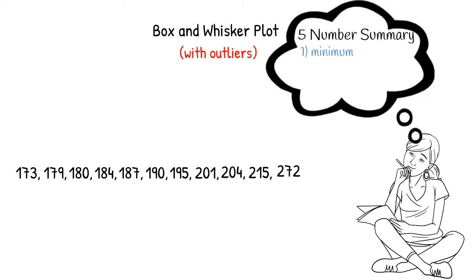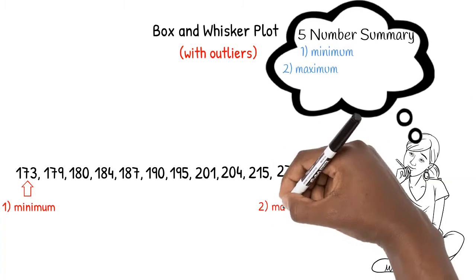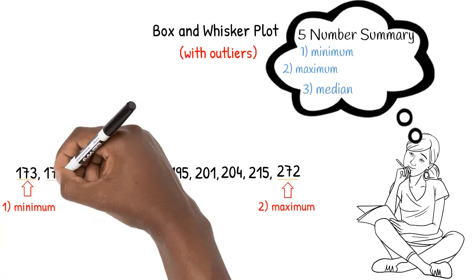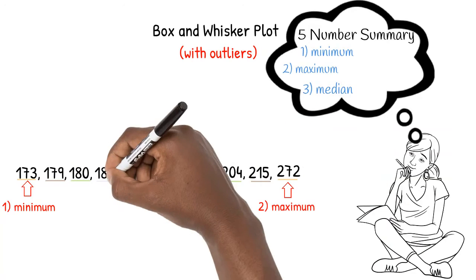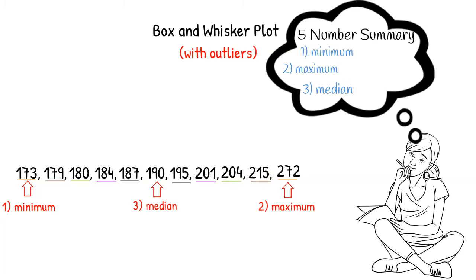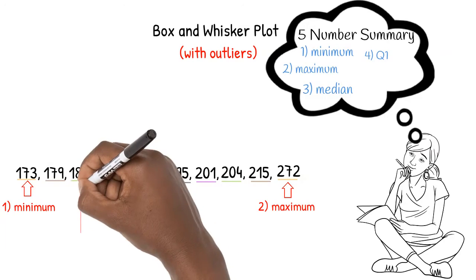First, we determine the minimum, the smallest number in the list. Then, the maximum, the largest number. After making sure that our numbers were listed in order, we eliminated pairs of numbers, starting with the first and last and moving inwards until we found the middle number, the median. Our next step was to find the lower quartile, also known as Q1. To find this, we found the median of the lower half of the numbers.